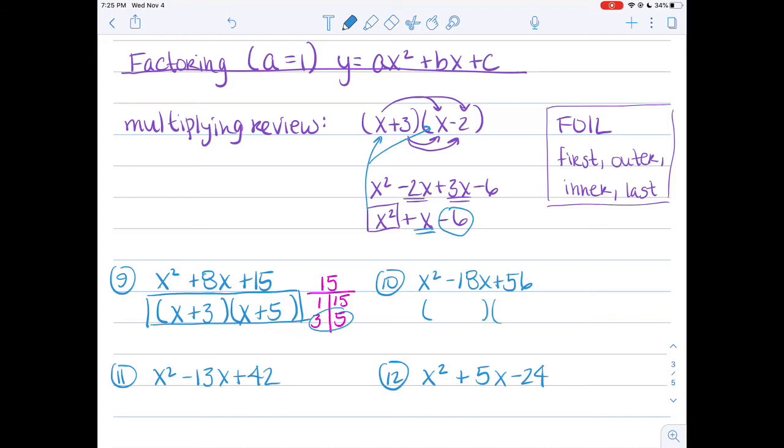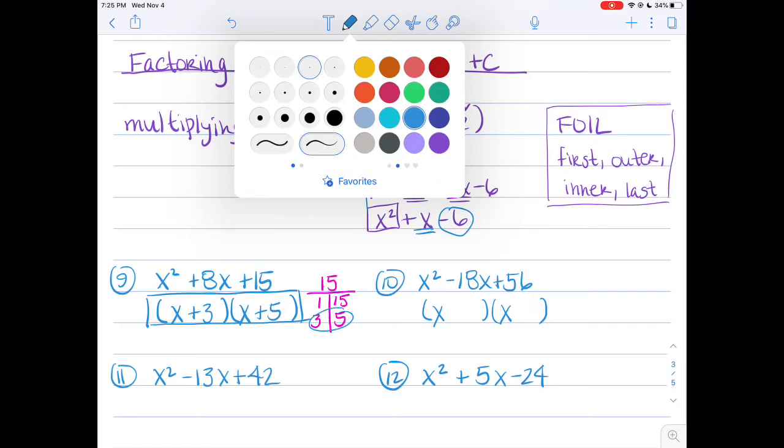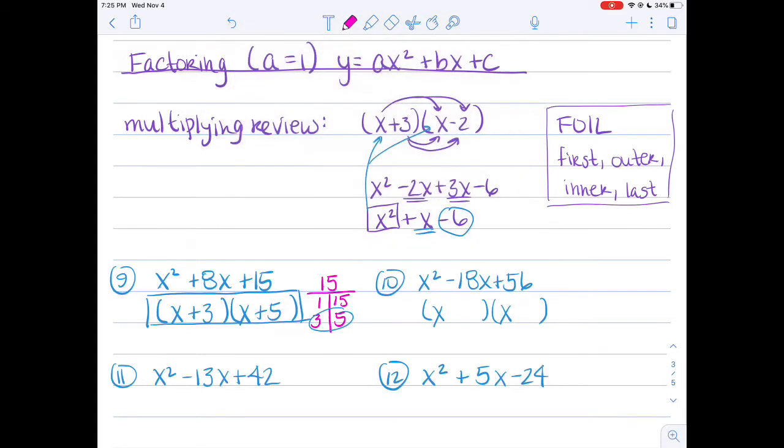All right, let's take a look at example number 10. I'm going to go ahead and create my parentheses, and I know that an x goes in the front. After that, I can create a t-chart, and let's say 56, and I need factors of 56 that are going to add to be a negative 18.